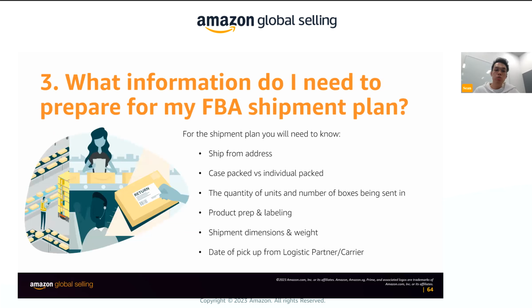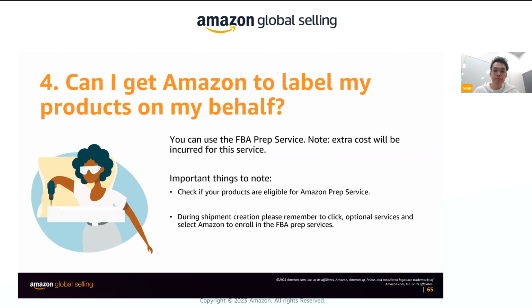What information do I need to prepare for my FBA shipment plan? The ship-from address will be where you're shipping from, which could be your own company or your manufacturer. Decide whether it's going to be a case pack or individual pack, the quantity of units and number of boxes being sent in, how it's going to be prepped, how we're going to label it, the shipment dimensions and weight, and the date of pickup from the logistics partner carrier.